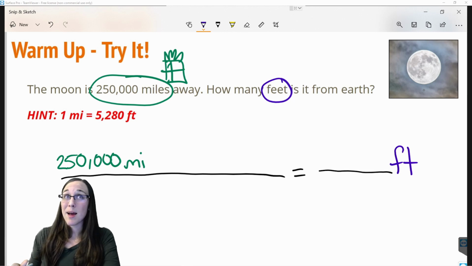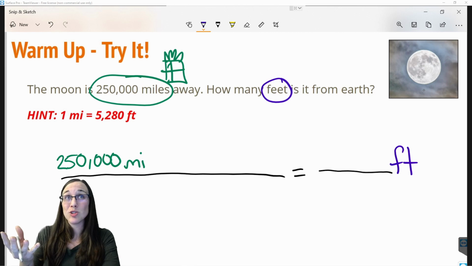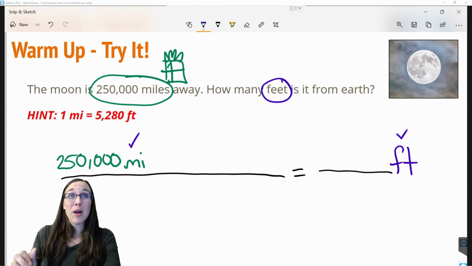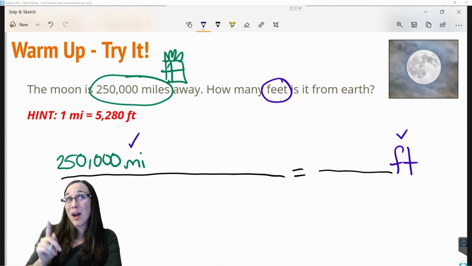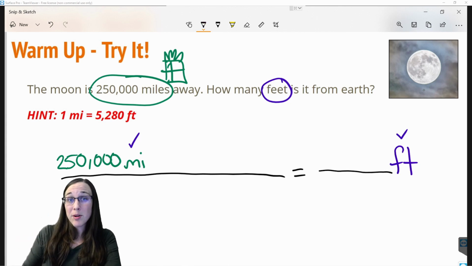Now the last step is to figure out what domino pieces, what conversion factors we need to get from miles here to feet here. The way we bridge this gap is by finding a domino piece that has both miles and feet in it. Hey, cool thing. I have this hint right above my head that says 1 mile is equivalent to 5,280 feet. Now your domino piece can be flipped either way.